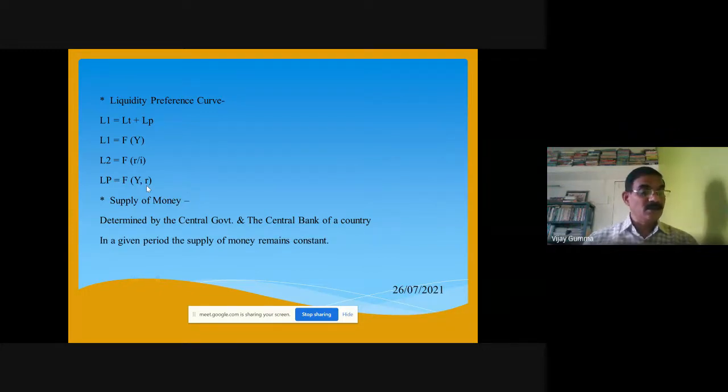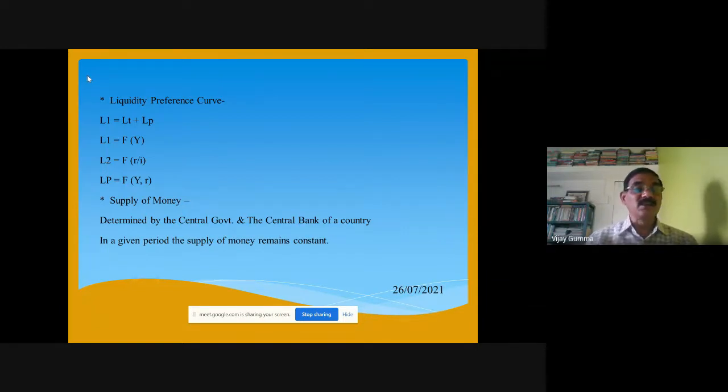For your information, there will be a question in multiple choice questions. Demand for money for transaction and precautionary motive is dash dash. Demand for money for transaction and precautionary motive is interest inelastic, but the demand for money for speculative motive is interest elastic. We know that the demand for money for transaction and precautionary motive depends upon the size of income, but it does not depend upon the rate of interest. But the demand for money for speculative motive depends upon the rate of interest.